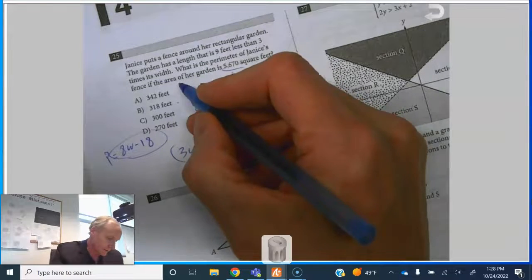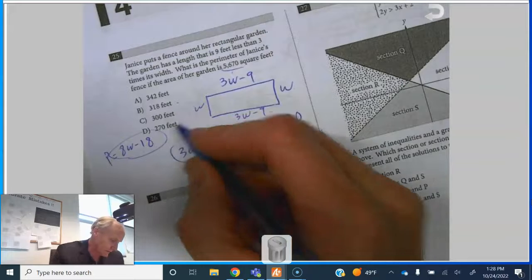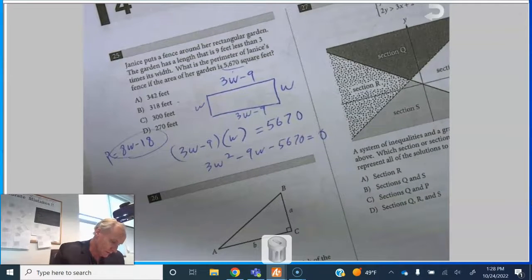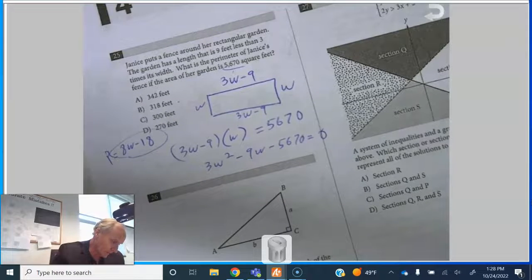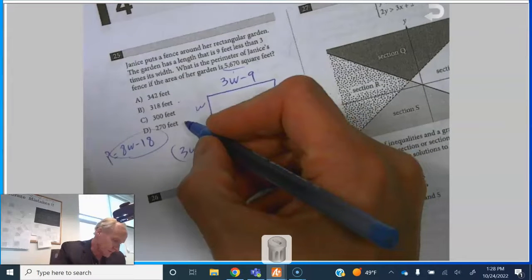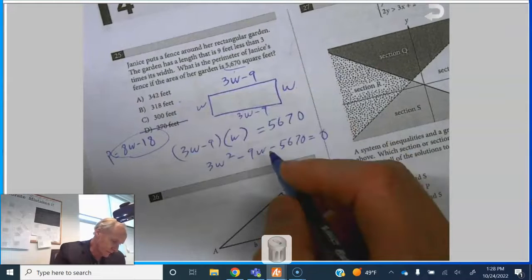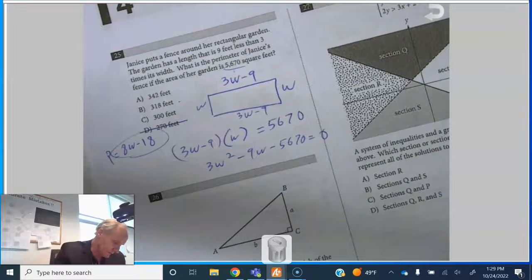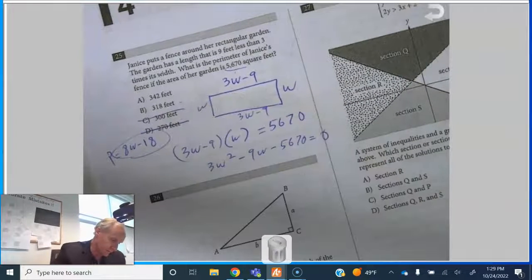It says it's exact. Let's see. 8W minus 18. Let's see. 270 plus 18 divided by 8. Okay, this one is not possible. Let's try 300 plus 18. 39.75, that one doesn't work.